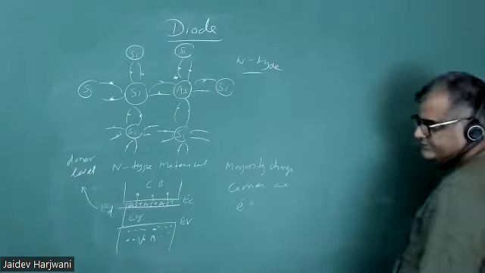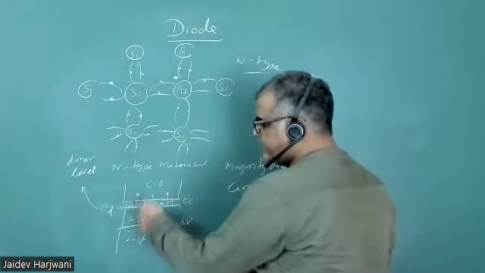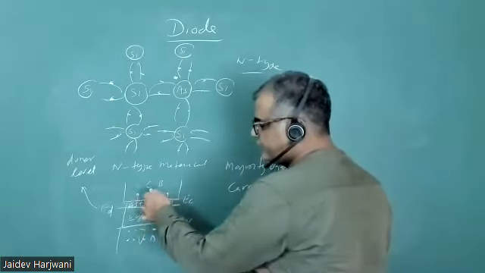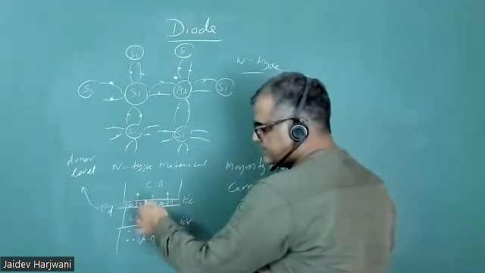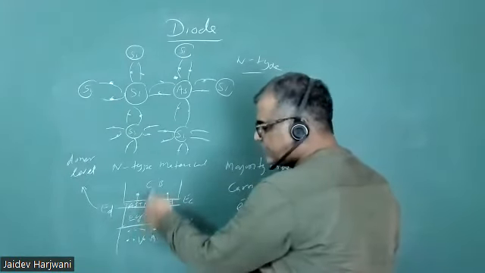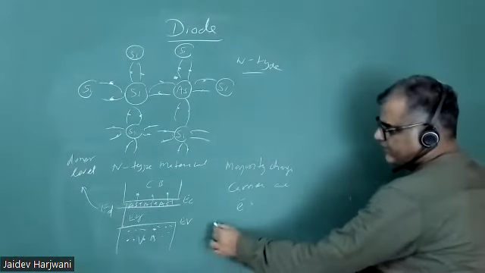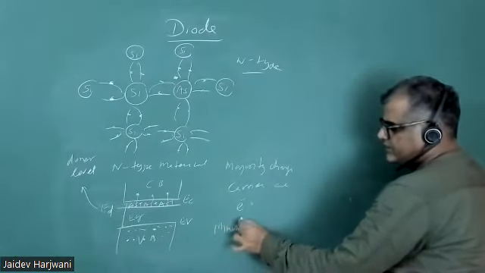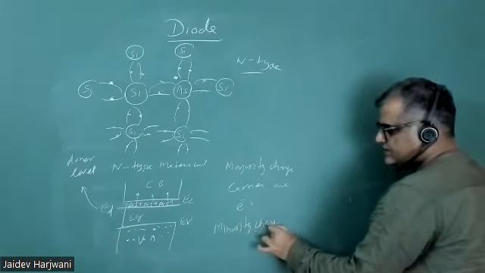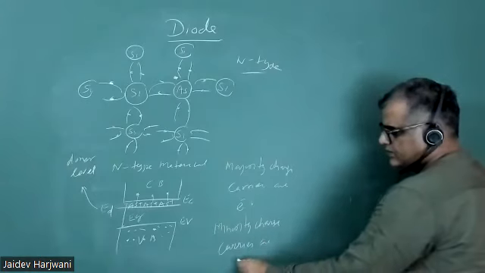Now there's a possibility that at some temperatures, some of these electrons can also come here and join here, but their number will be very less. So you can create some holes also in the n-type material. The holes will be your minority charge carriers. Minority charge carriers are holes.